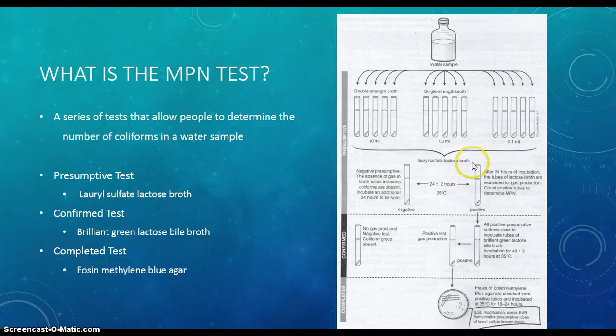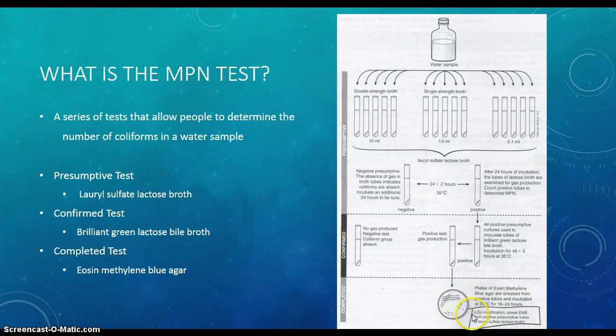Okay, so what we did after that was we took the positive ones, the ones that were presumed to have coliforms in them, and we put them into brilliant green lactose bile. Now this stuff's a little bit more expensive than this stuff, so you want to make sure that it's positive here before putting it in here, or you're going to be wasting your money putting negative bacteria in here. And so if the confirmed test is positive, then you can put it on an EMB agar plate and see what types of bacteria can grow.